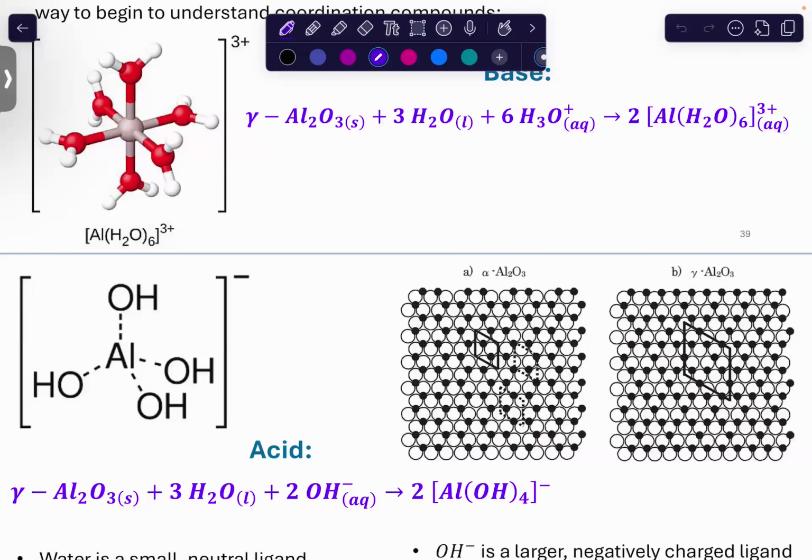Have you studied steric hindrance in organic yet? We've definitely talked about it. Okay, same idea here. I can't shove any more of those in there because there's just too much repulsion.